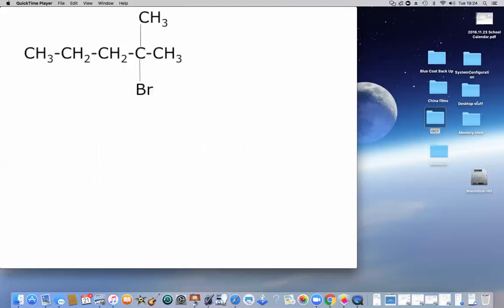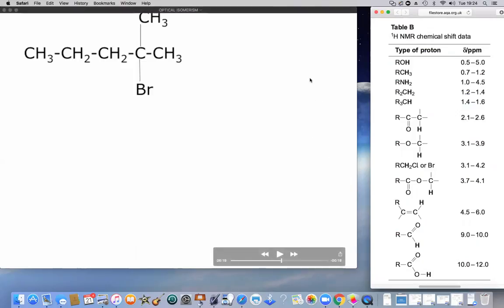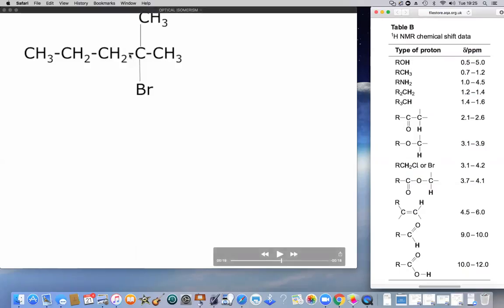Okay, so let's have a look at a couple of examples for chemical shift. Hopefully you'll be able to see this on your screen. This is the NMR chemical shift data. That should be on the latest AQA data sheet. You'll get this in your exam. So what you need to be able to do is compare the proton environment as per the chemical shift data and compare it correctly with the protons in your molecules. So let's go through one by one.